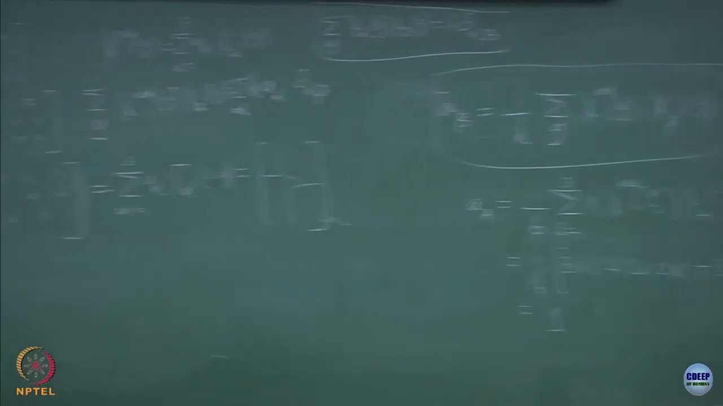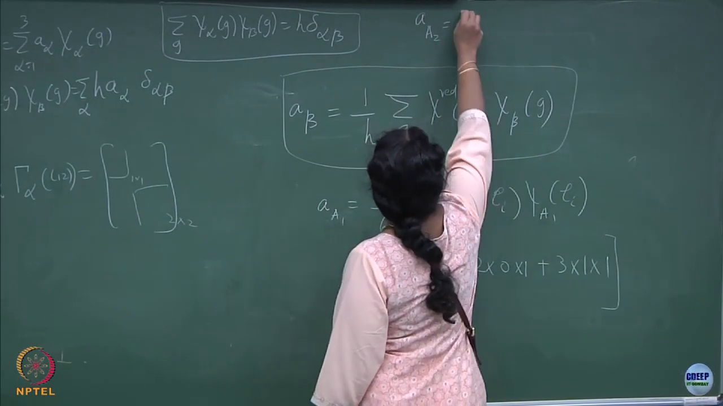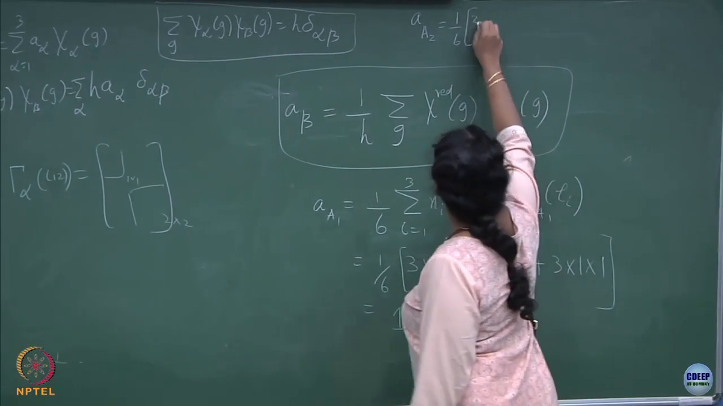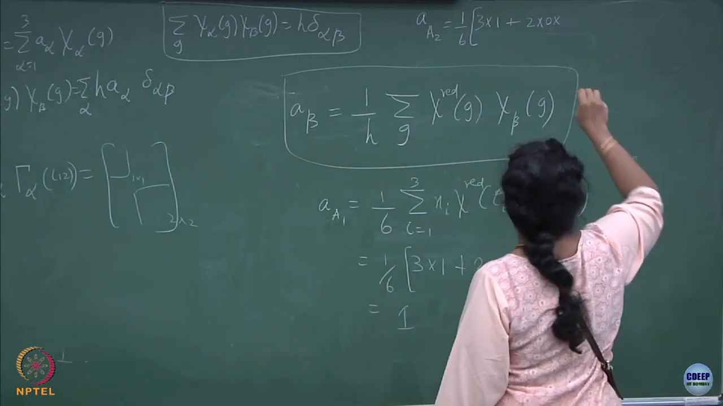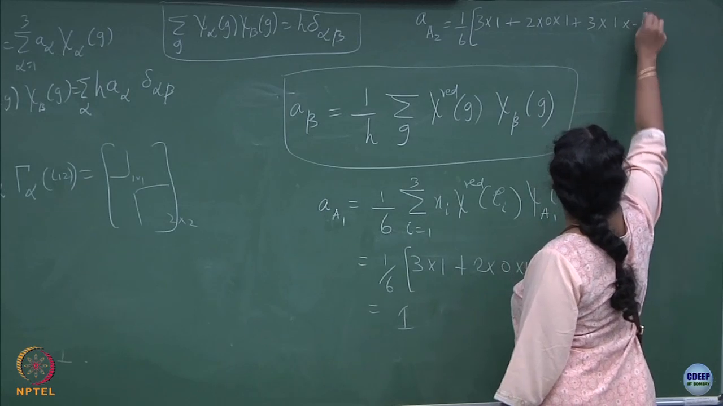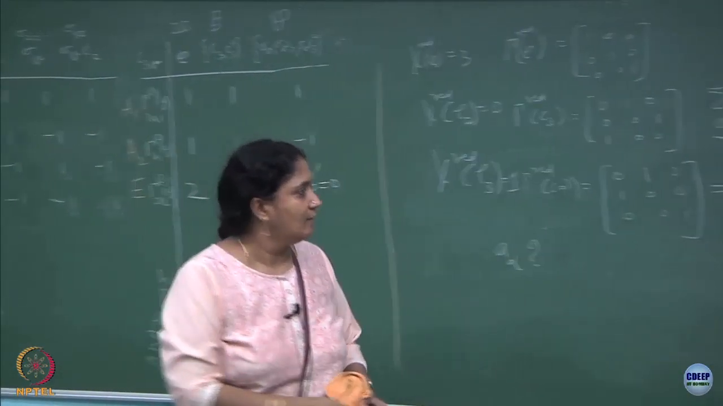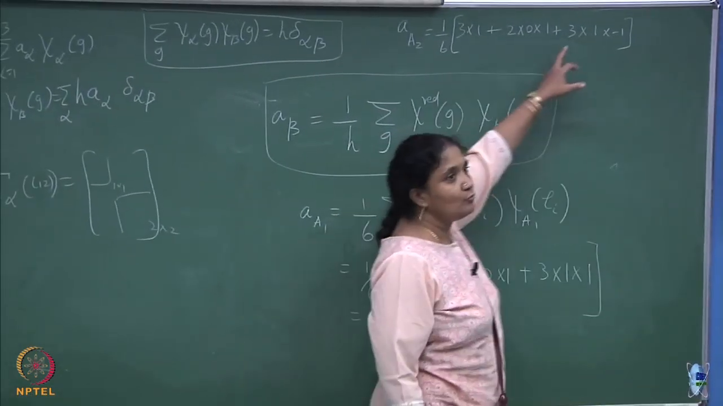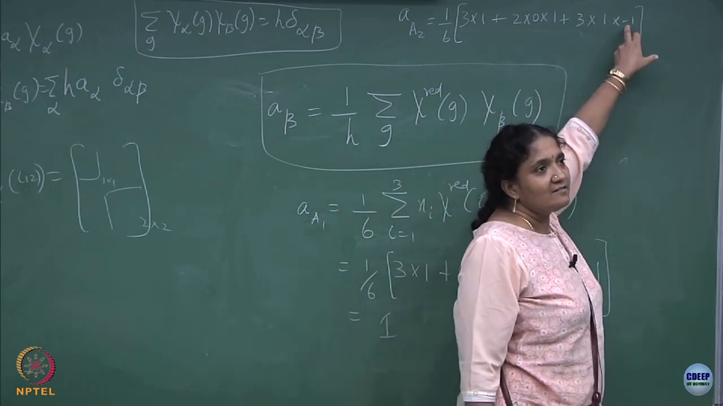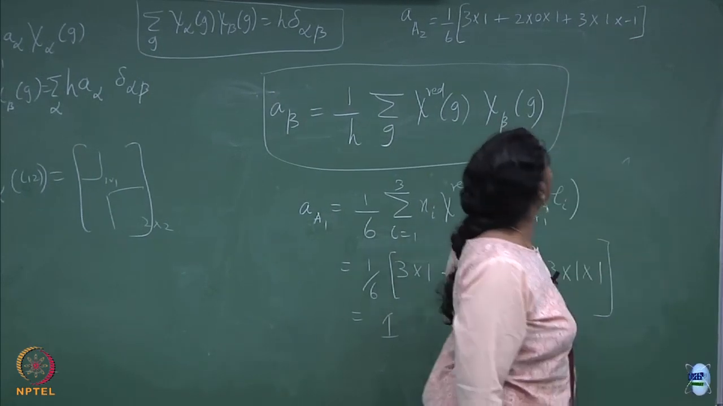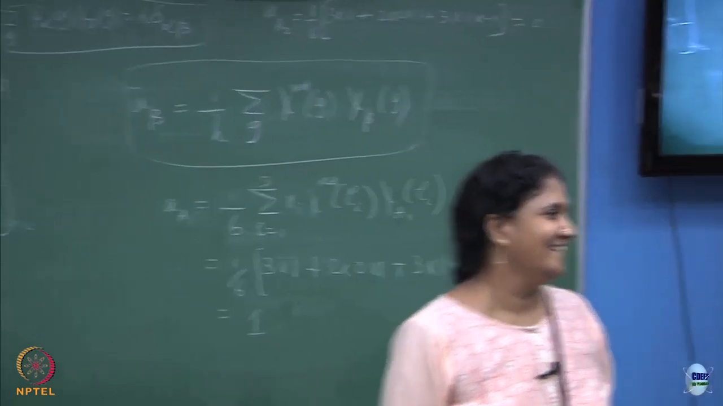What about A 2? A 2 will be 1 over 6, 3 into 1, identity element has no change, 2 into 0 into again a 1. Plus 3 into 1 into minus 1, because minus 1 is the character for the A 2 representation. Are you all with me? Instead of A1, I am going to do the same thing for A2. A2 character is 1 for the second conjugacy class, and then the third conjugacy class has minus 1, which has 3 elements. So, what is this answer? 0. If dimensions are matching, you should get E to be 1, A E to be 1.